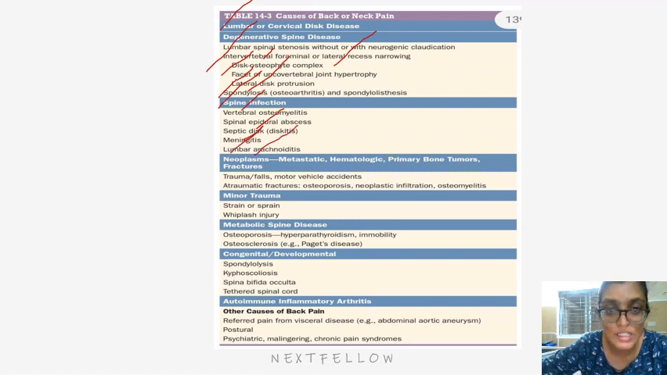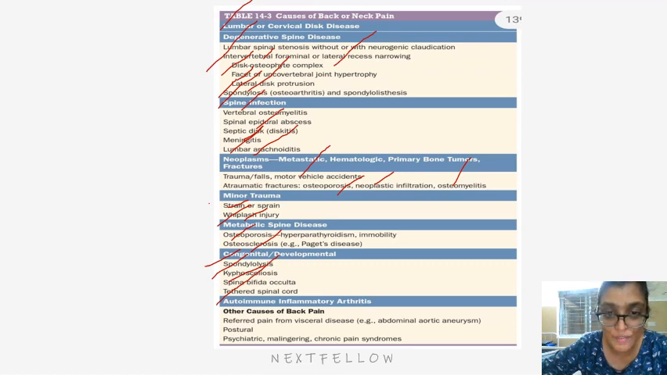lumbar arachnoiditis. Neoplasms like metastasis, hematologic, primary bone tumors, or fractures, so trauma, falls or RTA, or traumatic fractures, osteoporosis, neoplastic infiltration and osteomyelitis, minor trauma like strain or sprain or whiplash injury, metabolic spine diseases like osteoporosis and osteosclerosis, congenital deformity like spondylolysis, kyphoscoliosis, spina bifida occulta, and tethered spinal cord, autoimmune inflammatory arthritis.